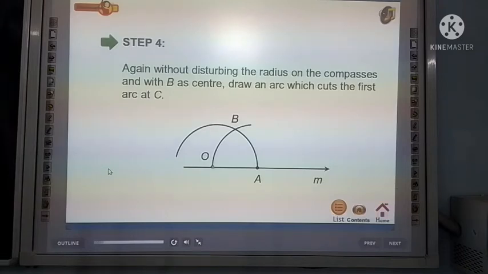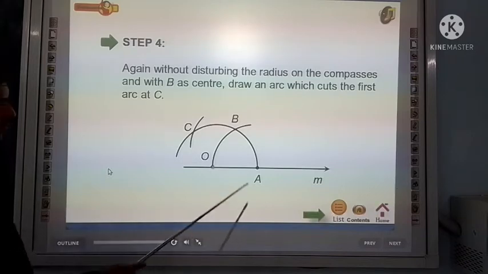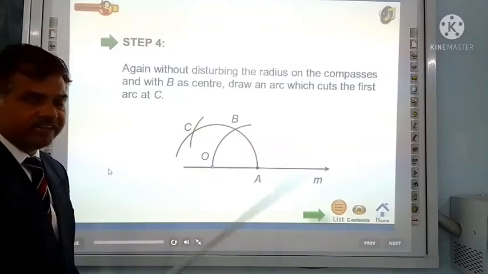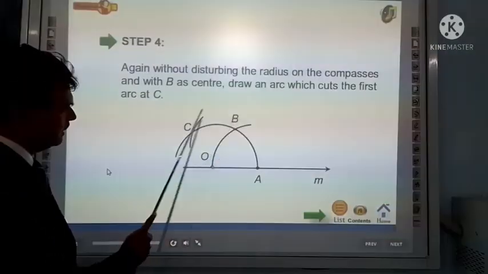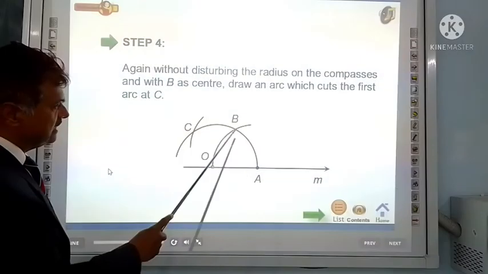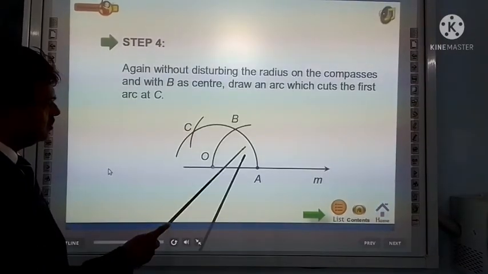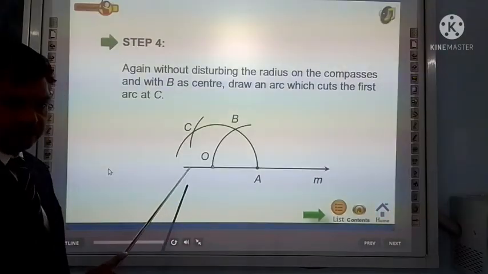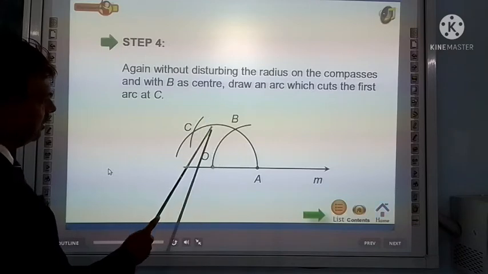Step 4. Again, without disturbing the radius on the compasses and with B as center, draw an arc which cuts the first arc at C. First arc from A to B, second arc from B to C, without disturbing the radius of the compass. So C is a 120 degree angle because this is 60, and this is again 60. So 60 plus 60, 120. If you want 180 degrees, then it will be the third arc of 180. 60, 120, 180.